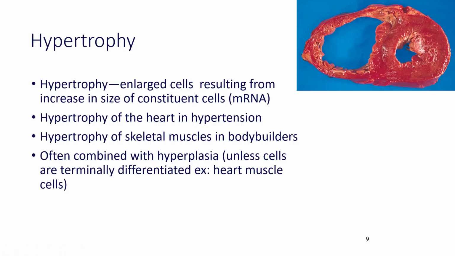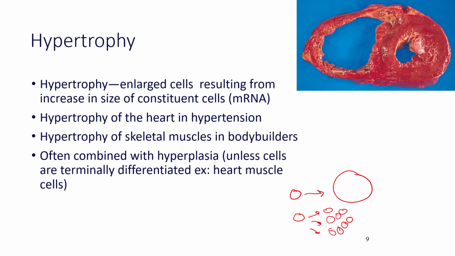Hypertrophy of skeletal muscles in bodybuilders. Often combined with hyperplasia unless the cells are terminally differentiated. So for example, muscle cells. So let me explain hypertrophy and hyperplasia. There are a few slides coming up about hyperplasia. But hypertrophy is when a cell increases in size. So a cell, typically this size, becomes now this size. Hyperplasia is when a cell that is this size divides, so now there's multiple cells.